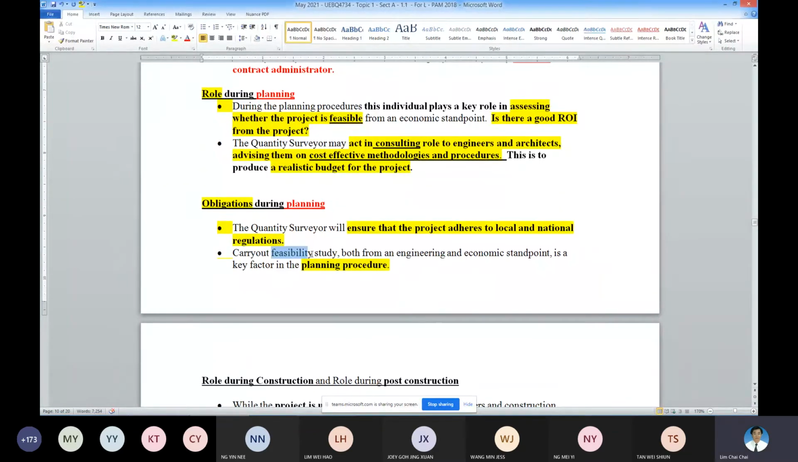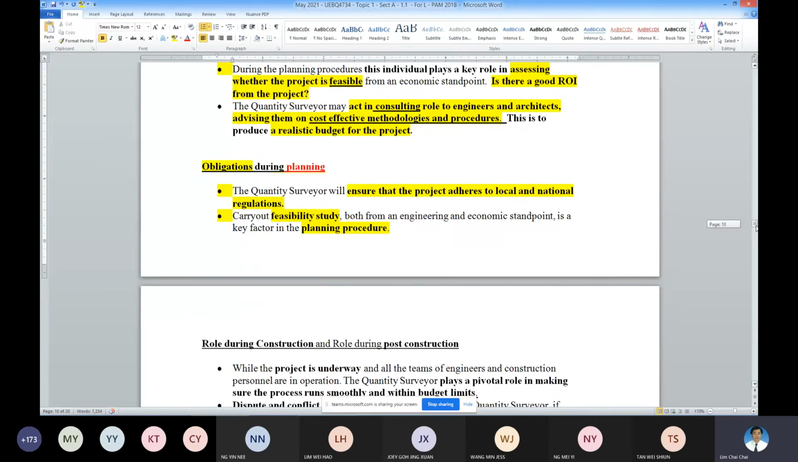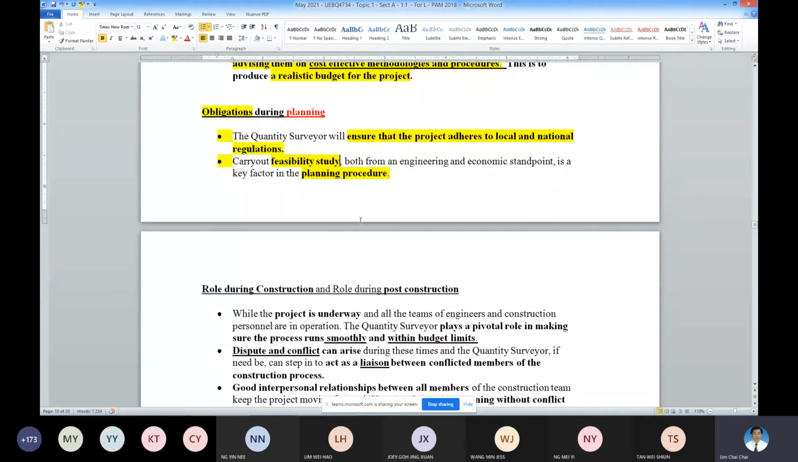Okay. And also feasibility studies. Ensure that they also comply with the planning procedures. So these are something that are obligation during the so-called planning. Then how about the roles during construction?